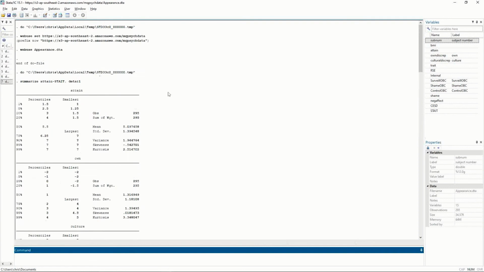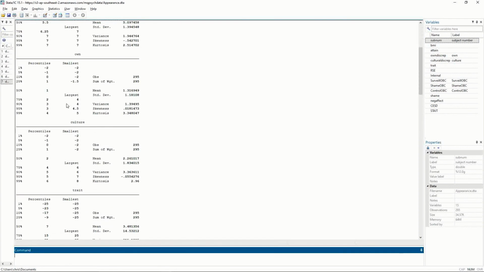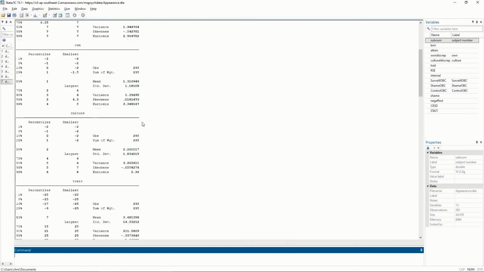So that was for attain. If we move on to own, and own here is own discrepancy, so it's discrepancy from your own ideal. I can see that my median is 1, my mean is 1.3, so central tendency looks fine. Standard deviation is 1.2, this is good. My skewness is 0.02, that is basically symmetrical. You're not going to get closer to 0 in a real population. And kurtosis is 3.3, so it's a little bit on the leptokurtic side, but otherwise looks okay.